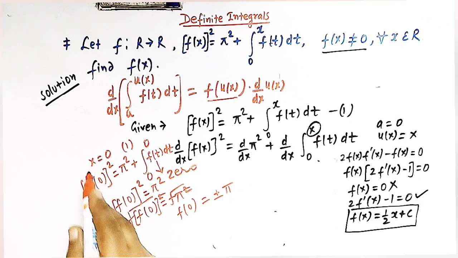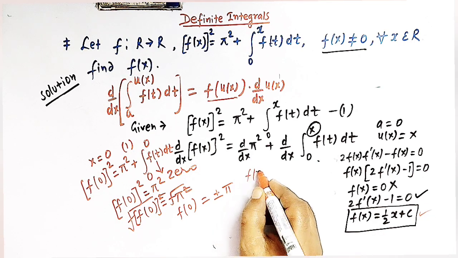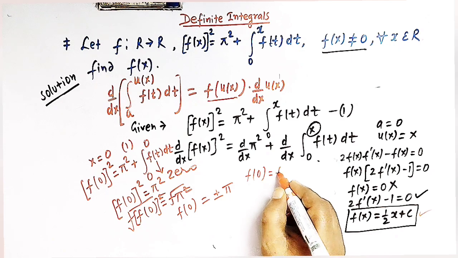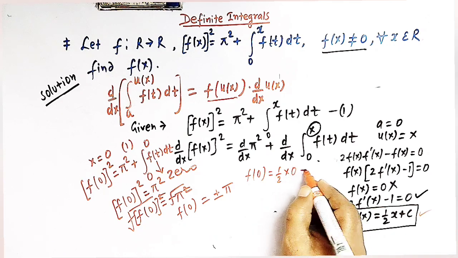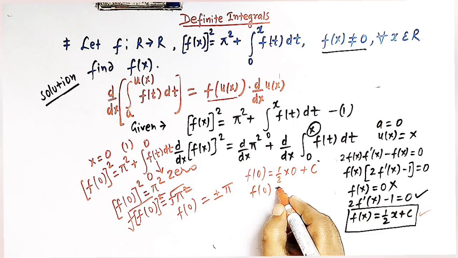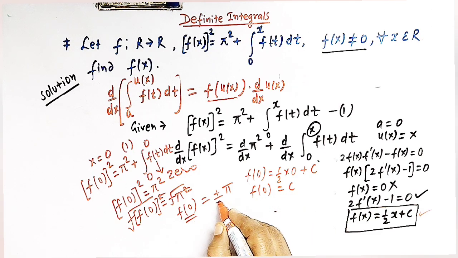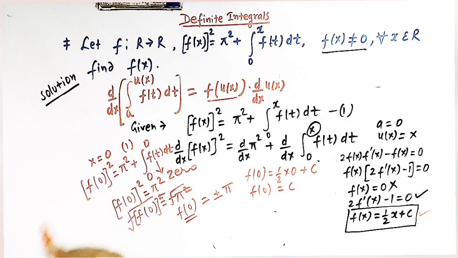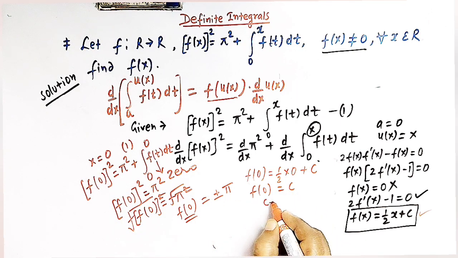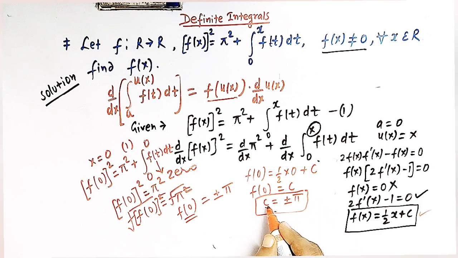Now let us take x is equal to 0 in this equation. So we have f of 0, and here we have half times 0 plus c. This term is 0, so we have f of 0 is equal to c. Now f of 0 is equal to plus minus pi when x is equal to 0. So we have c is equal to plus minus pi, right? So this is the value of the constant of integration, that is c.